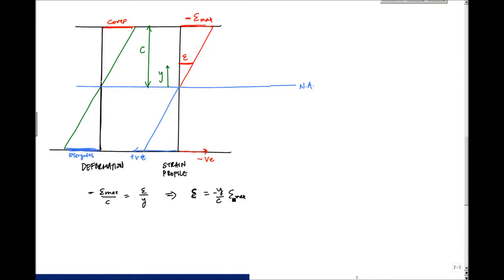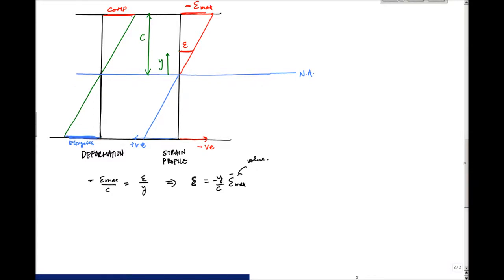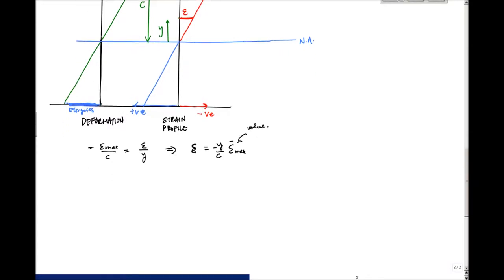This maximum normal strain is this value. So this epsilon max just represents a number, some value right there. And so this epsilon has this variation.